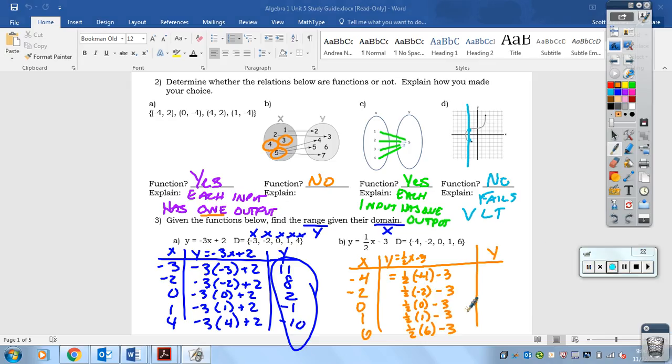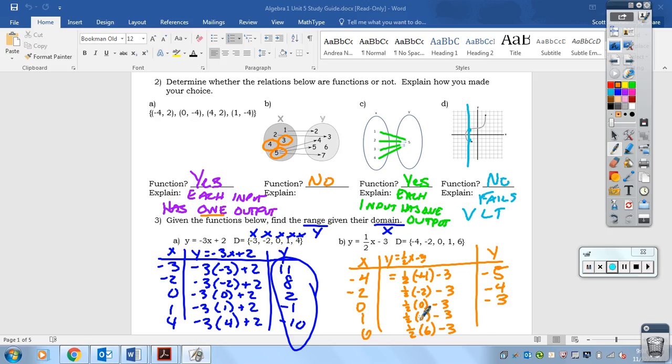And I'll do that so that when I do this work, I get my y. 1/2 of -4 is -2. -2 minus 3 is -5. 1/2 of -2 is -1. -1 minus 3 is -4. 1/2 of 0 is 0. That's the multiplicative property of 0. 1/2 of 0 is 0, minus 3 is -3.